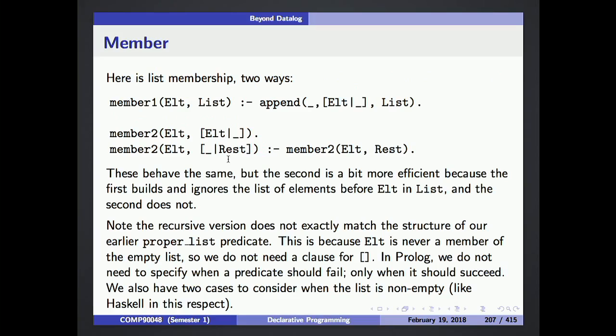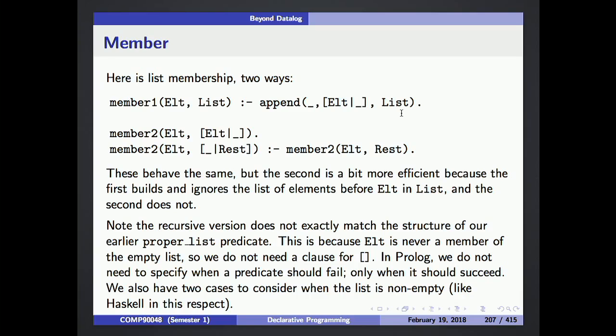Okay. Let's think about another example. Here's list membership, right? What we want to say is that this element is an element in this list. Now, one way to do it is this. If I take a list which contains the element as its first thing and something else, and some other list, and I append them together, then I get the list, right?